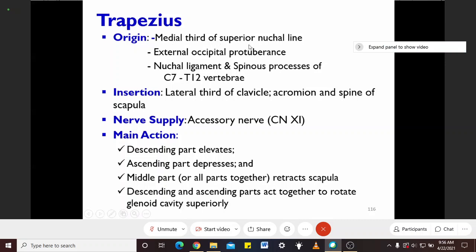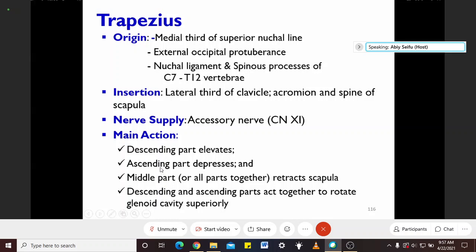The trapezius originates from the medial side of the superior nuchal lines and external occipital protuberance, the nuchal ligament, and the spinous processes of C7 up to T12. It is inserted on the lateral side of the clavicle and acromion, as well as the spine of the scapula. As for the action, the descending fibers are the superior part.